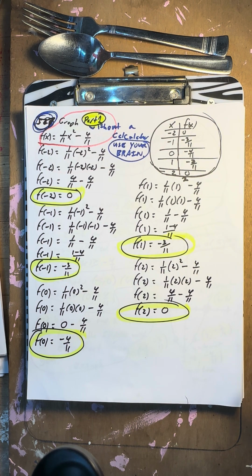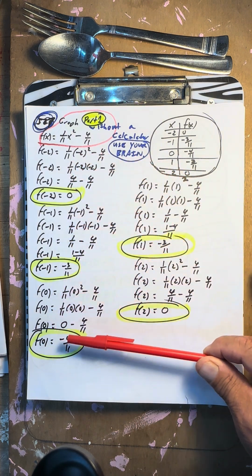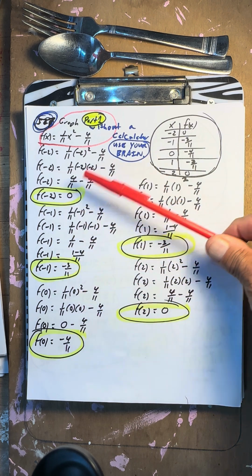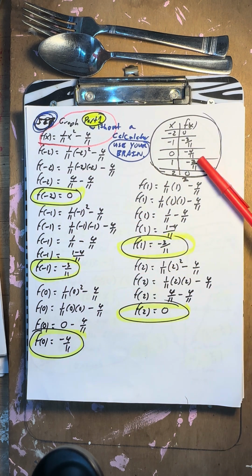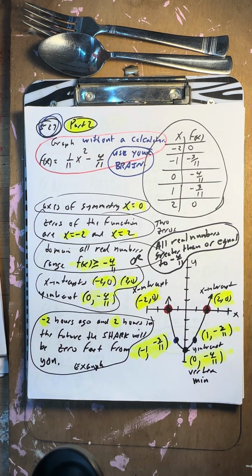Without a calculator, use your brain. All this stuff right here, you can use your brain. Eventually, after you do all these calculations, you're going to get this table. Once you get that table, can we draw it? Of course. After using your brain, you got the points. Put them on the graph: negative 2, 0; negative 1, negative 3 elevenths; 0, negative 4 elevenths; 1, negative 3 elevenths; and 2, 0.